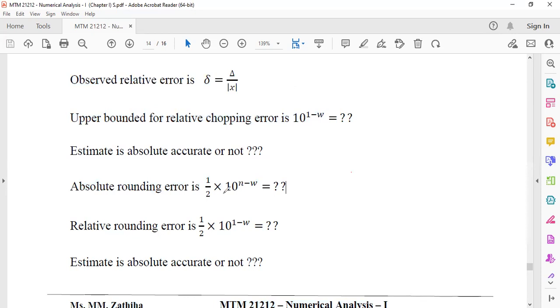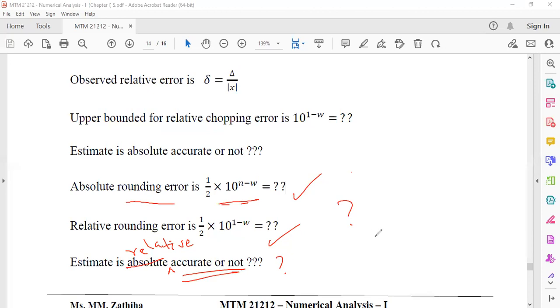So what is half of the upper bound, half of the relative rounding error? And then see whether the estimate is also accurate or not. Okay. So estimate is accurate, absolute. Sorry, this is not absolute, no? This is relative. Relative accurate or not. So answer the question whether it is accurate. Okay. So give this answer, please. First one, absolute rounding error. What is the answer?